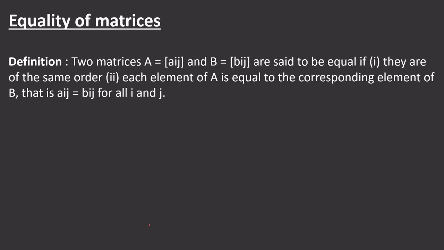Now next, equality of matrices. Now we have started some properties of matrices. Starting with the definition: when are two matrices equal? What do you mean, like 2 equal to 2? But for matrix A equal to matrix B, what does that mean? That means all the corresponding elements of these matrices are equal.